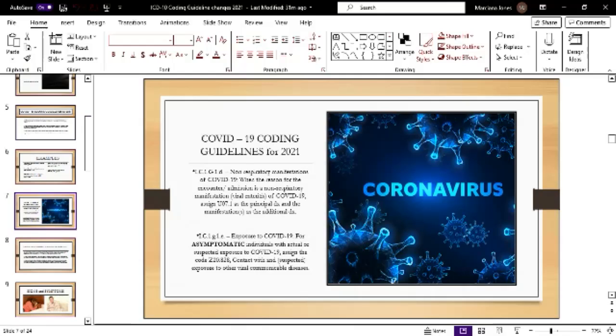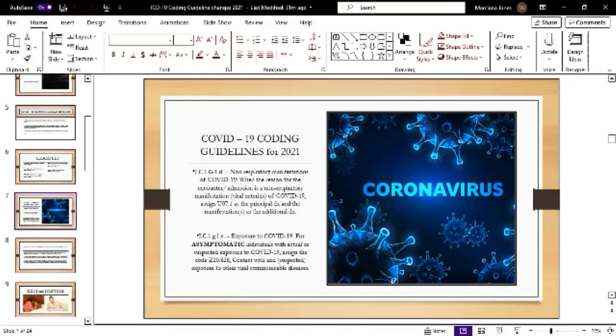Z20.828, which is contact with and suspected exposure to other viral communicable diseases. So again, if it's suspected, possible, maybe, probably, inclusive, we're not going to use the U07.1 code, because that code is definitively confirming that that patient has corona or COVID-19.